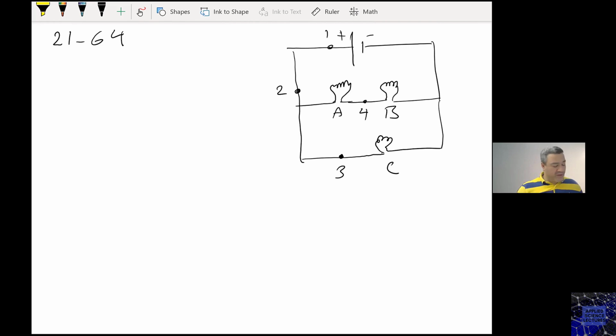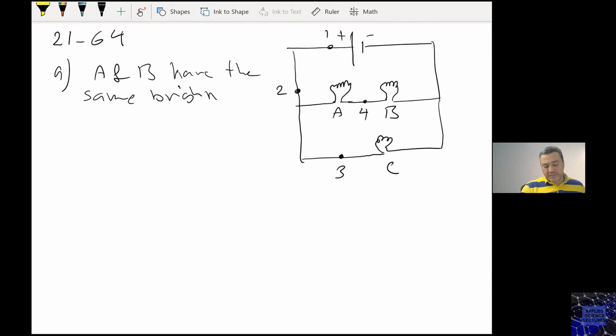A and B would have the same brightness, which is less than C. So this is in terms of comparing the brightness of the bulbs initially. And now we know why. Okay, so this is A.